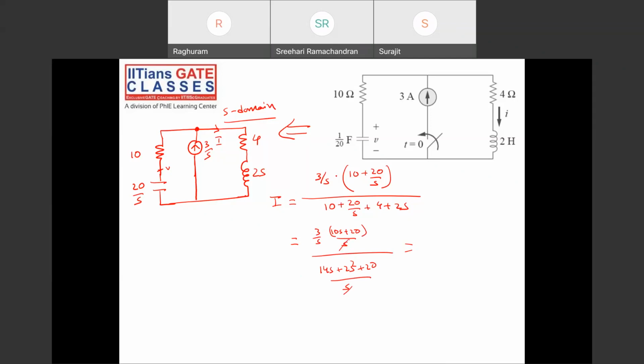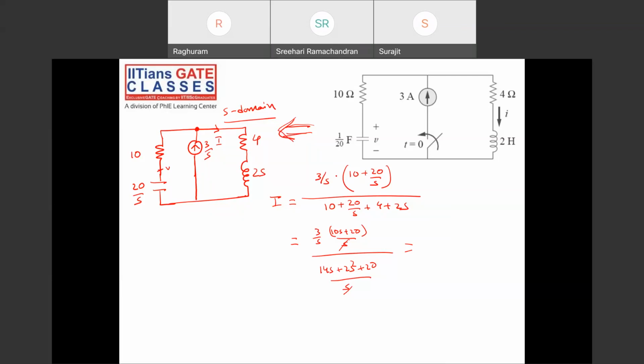The important point I want to tell you is how to write the given circuit in the S domain. After that, it's simple. You can use all the network analysis techniques you learned so far: nodal analysis, mesh analysis, current division rule, voltage division rule, whatever you want. This is how you have to do it using Laplace transforms.